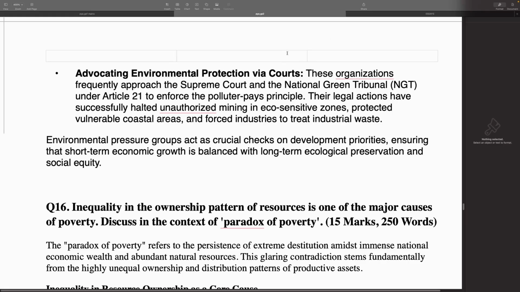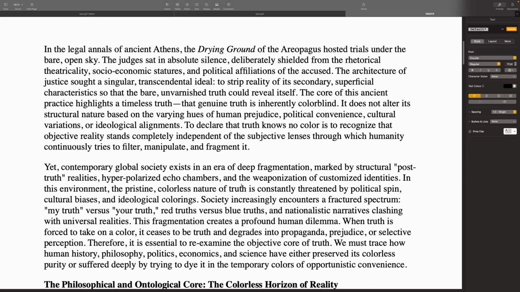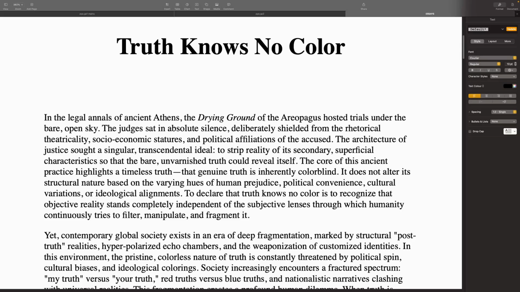Okay, so I'm done with 5 questions of GS2 as well. So total 10 questions, 5 from GS1, 5 from GS2. Now let's revise the essay and then I will wrap it up. So the essay, Truth Knows No Color. This is the third reading of this essay.